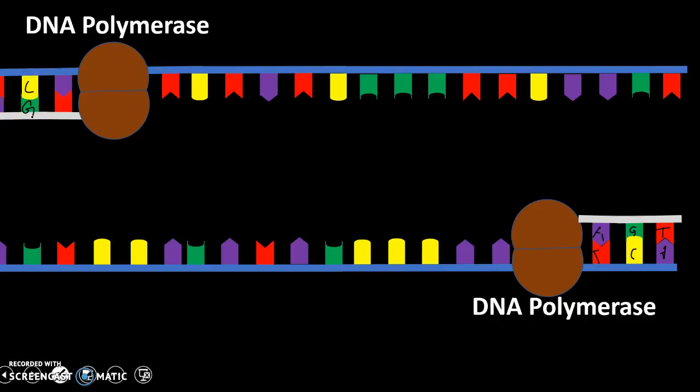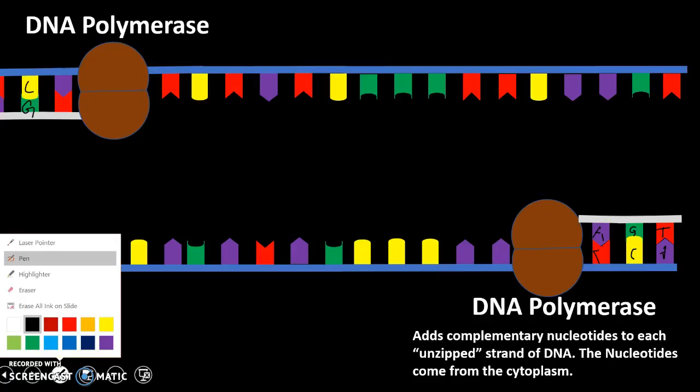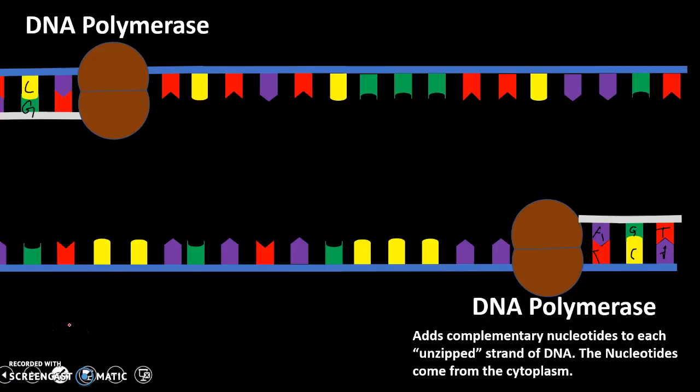So DNA polymerase is going to go down both strands, and remember, it's occurring in opposite directions because, remember, we talked about DNA being anti-parallel. The structure is actually flipped on both sides. If you wanted to review that, you could go back to the DNA structure video.